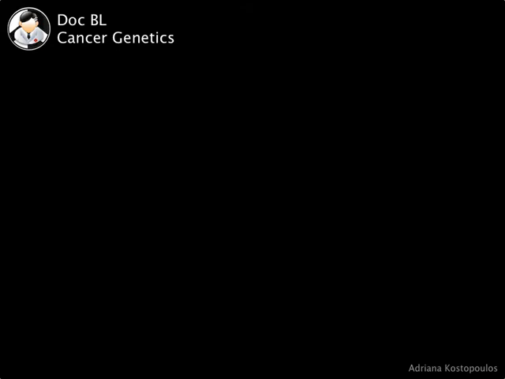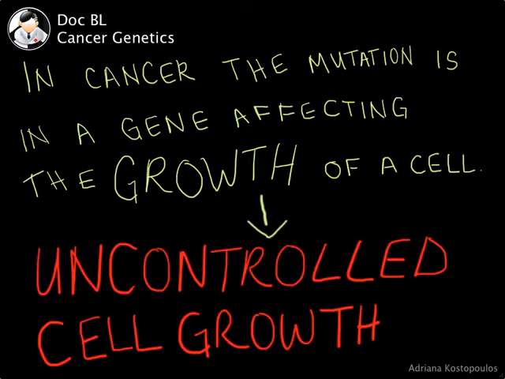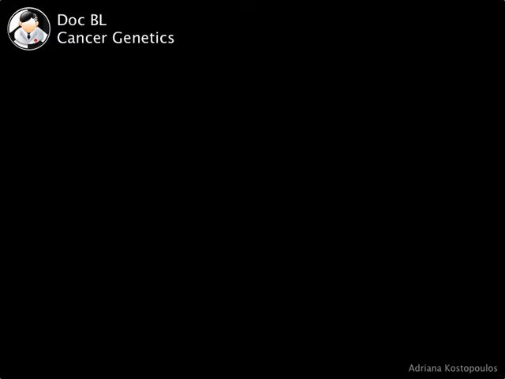So what is cancer? Cancer is uncontrolled cellular growth. But how do you get uncontrolled cellular growth? You have to have a mutation in a gene affecting the growth of a cell. So first, let's talk about how we get mutations.